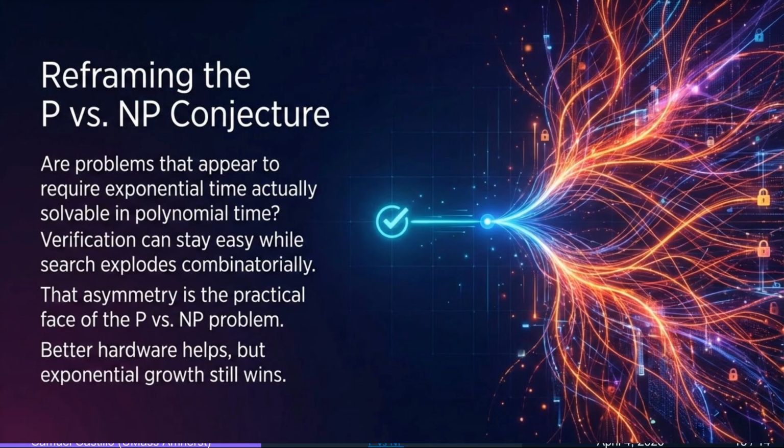Reframing the P versus NP conjecture asks, are problems that appear to need exponential time actually solvable in polynomial time? The asymmetry between easy verification and combinatorial search explosion is the practical heart of the P versus NP problem. While better hardware can help, exponential growth still ultimately wins.